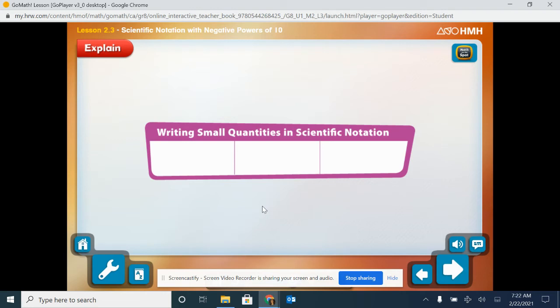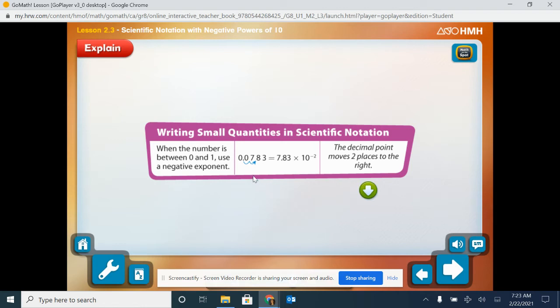To write a number between 0 and 1 in scientific notation, move the decimal point right and use a negative exponent. So move it to the right. To write 783 10,000ths in scientific notation, move the decimal point 2 places to the right. To make it a number less than 10, the decimal has to be between 7 and 8. So it's going to be 7.83, and since you moved it 2 places, it's going to be times 10 to the -2.